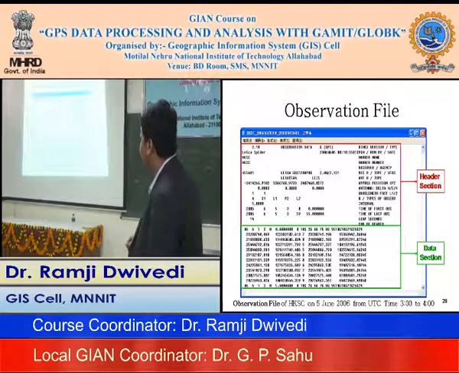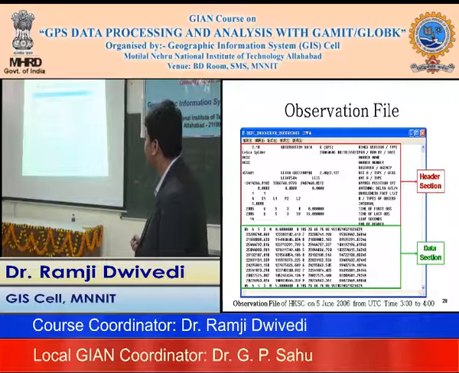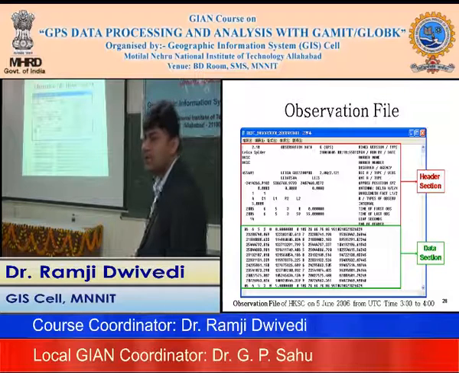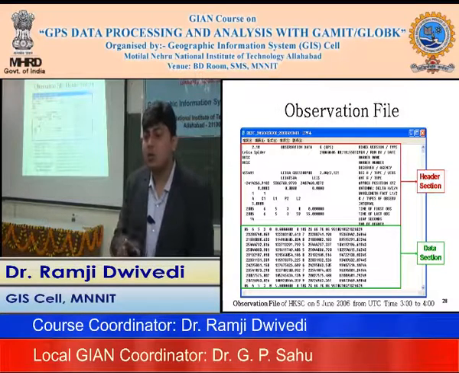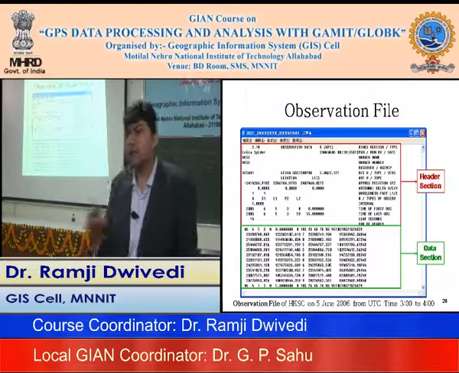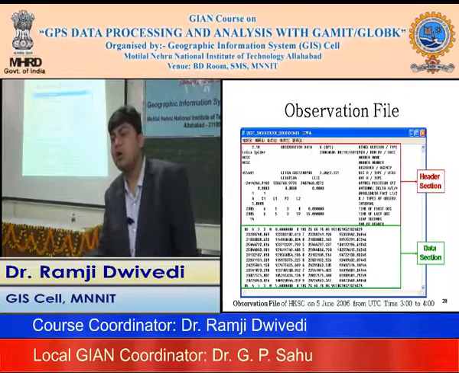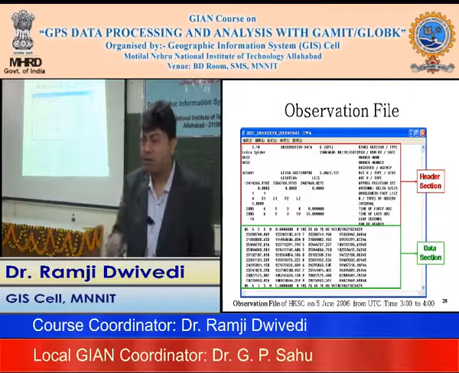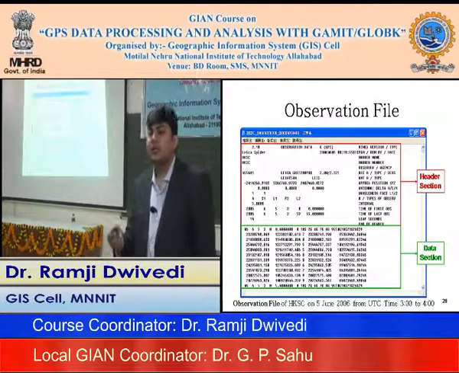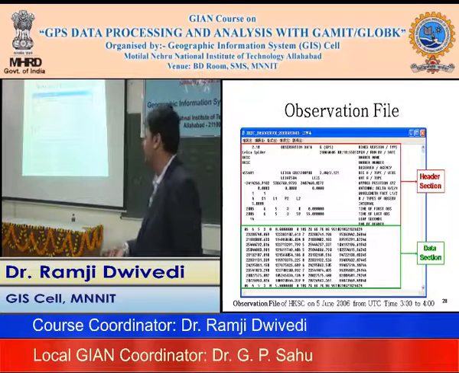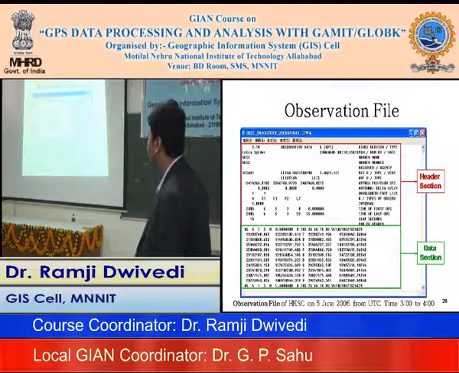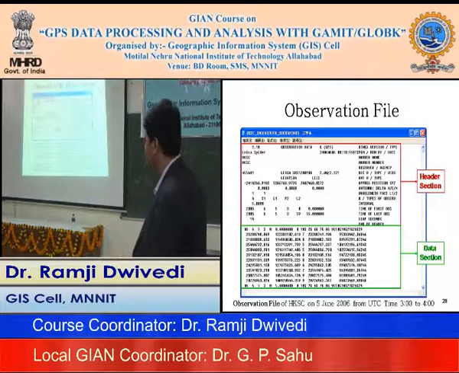So everything is written, the 4 observables: C1, L1, P2, L2. The moment you use this word C1, it means that we are talking about the CA code modulated on L1, that becomes C1. P1 is nothing but the P-code modulated on L1, and L2 is nothing but the second carrier wave which we are using. So this is the general explanation. The moment you try to see this and relate it, it's very easy to understand.